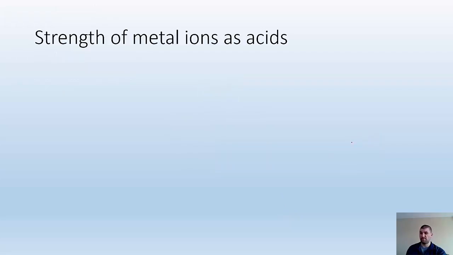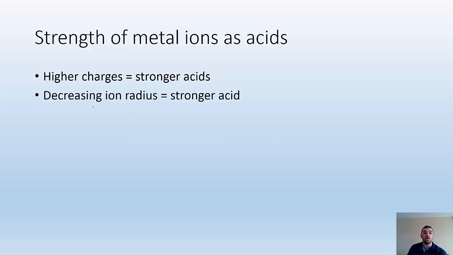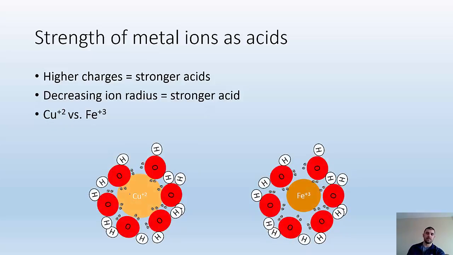All right, so metal ions acting as acids and their strength. The higher the charge is on that ion, the stronger the acid is going to be. The smaller it is, so decreasing ion radius, the stronger the acid's going to be. All right, so if we take a look at Cu plus 2 versus Fe plus 3, Cu2 is going to be a little bigger than Fe plus 3. We also have a plus 2 charge versus a plus 3 charge.